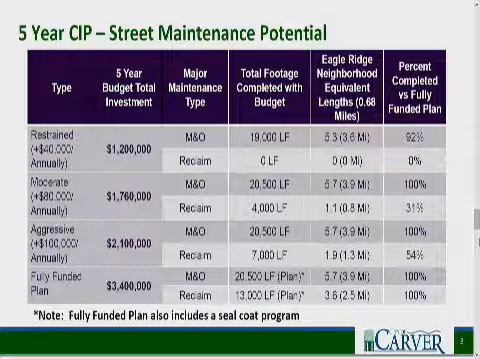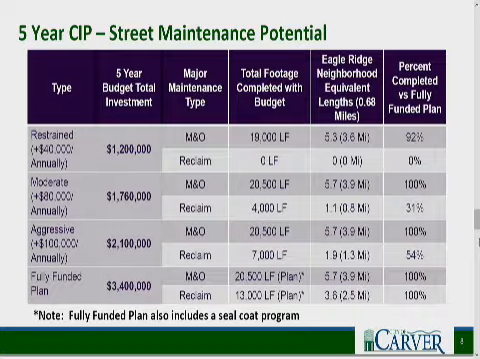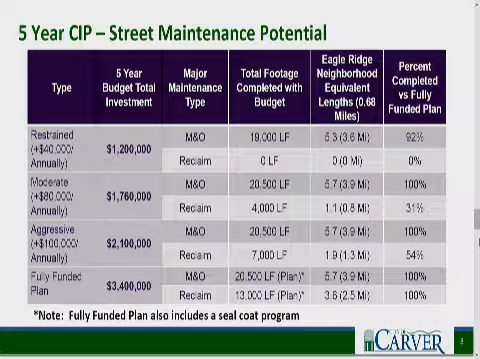All right, this is a big table, but I'm going to try to break it down. Basically what this shows again is our 4 options. So for example, the restrained option, $1.2 million. We said, what would we do with that $1.2 million if that's what the budget was going to be? What we would do here is focus on mill and overlays would be the recommendation, because we can save streets by doing mill and overlays, right? So the reclaims are gone. It's just a matter of time whenever we can work it in, but let's focus on the mill and overlays.